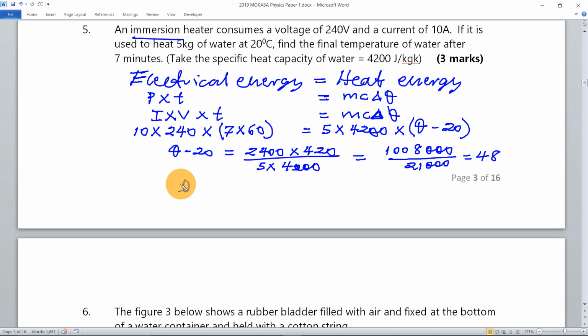It means that theta is equal to 48. I can add 20 to both sides, in which case this will disappear from this side. Or I can take minus 20 across the equal sign, in which case it will become positive 20. And I get 68 degrees Celsius. And this is the final temperature of the water after 7 minutes.